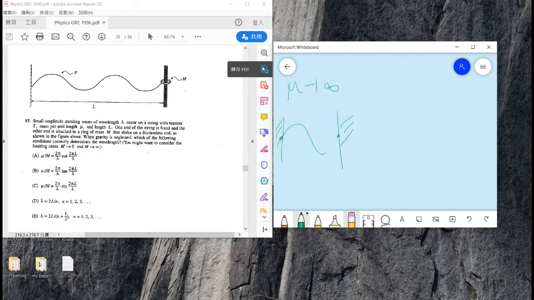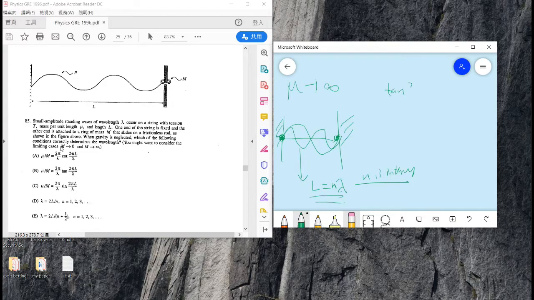So basically your L should be lambda, or a multiple of lambda. So L can be n lambda, where n is an integer. So when mu over m is 0, the cotangent of 2 pi L divided by lambda should be 0. That means tangent of 2 pi L divided by lambda should be infinity.